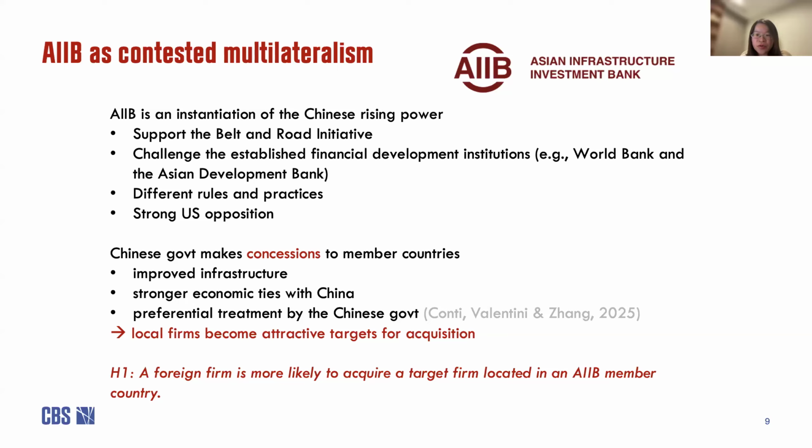The result is that still 57 countries joined as founding members, like UK, France, and Germany. And by 2020, the membership has grown to more than 100 countries. This wide participation was partly due to the concessions made by the Chinese government to other countries. And we also argued that these concessions could make firms located in AIIB member countries more attractive for multinationals' investments for three reasons. First, the infrastructure would be improved. These member countries can get more infrastructure projects, and as these countries are usually developing countries, improvement in infrastructure is very important for the local firms.